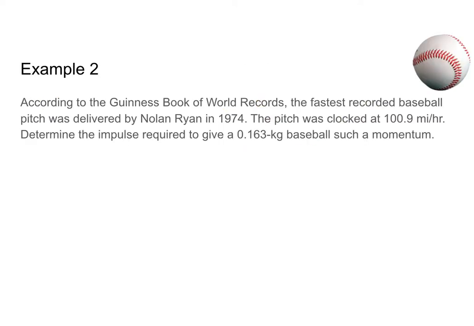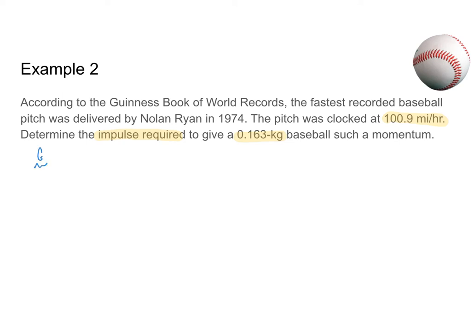So, example 2. According to the Guinness Book of World Records, the fastest recorded baseball pitch was delivered by Nolan Ryan in 1974. The pitch was clocked at 109 miles per hour, and we need to figure out the impulse required to give a 0.163 kilogram baseball such a momentum. So I want to start, as always, by listing my givens.